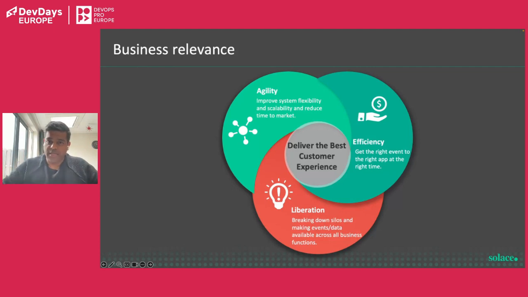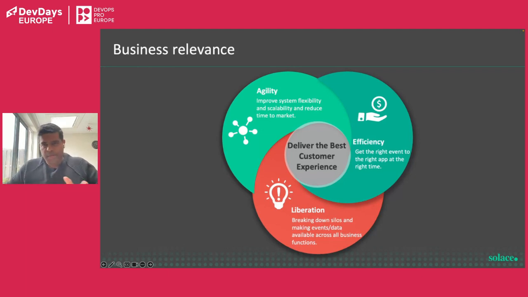Lastly, but not the least, we want to deliver the best customer experience that's possible. Why do we want to do that? Because a happy customer is a money paying customer, right? So that's pretty simple logic.